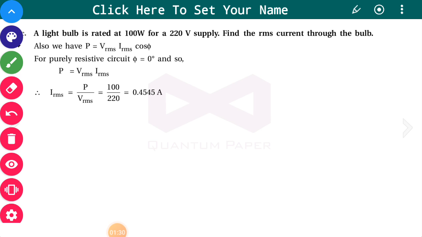Now, a light bulb is rated 100 watt for 220 volt supply. Find the RMS current. Now as you know, P is equal to Vrms Irms cos phi, and if you have a purely resistive circuit, then phi is equal to 0. So cos 0 is 1, and P is equal to Vrms into Irms. So Irms is P upon Vrms, and we can easily calculate: power is 100 watt and the voltage Vrms is 220 volt. Then the answer for current Irms is 0.4545 ampere.